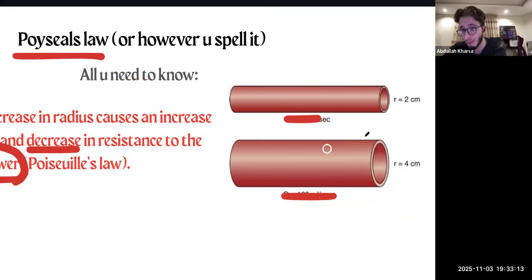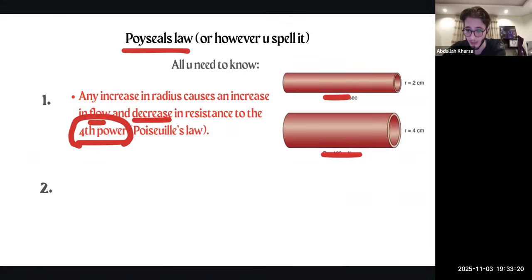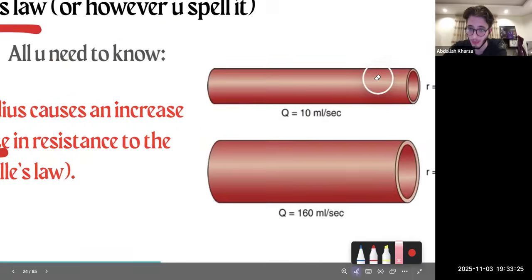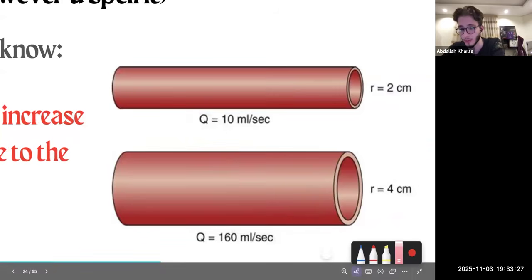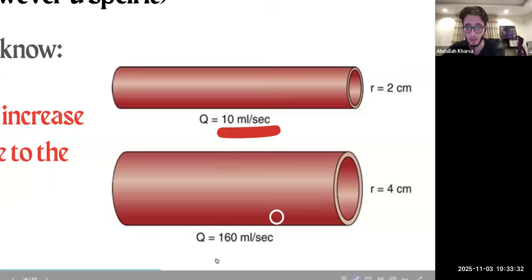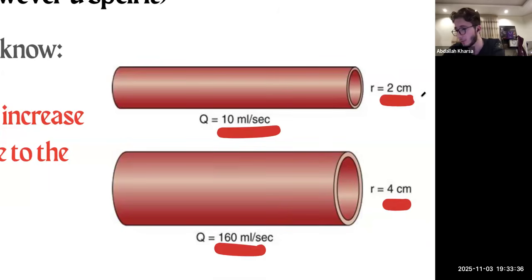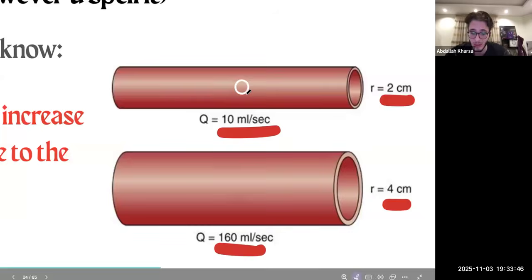Is this clear? The blood flow, on the other hand, is going to increase by the fourth power. Let me just erase right here so you can see the blood flow in these two vessels. The first one, Q is blood flow, by the way, has a blood flow of 10. The second one has a blood flow of 160. We doubled the radius, we did times 2 to the radius. Can someone just say why they think the blood flow went from 10 to 160?